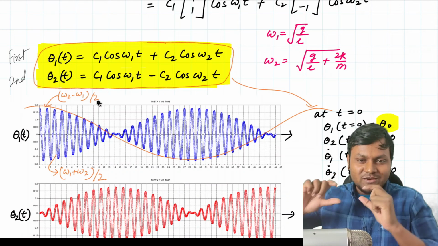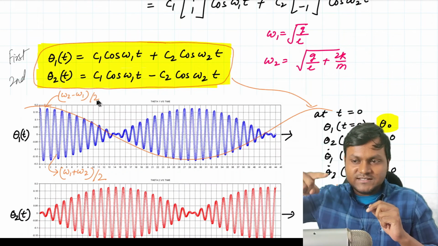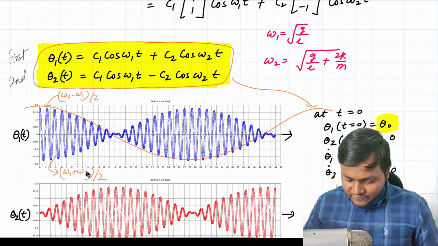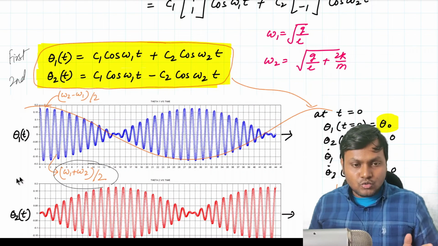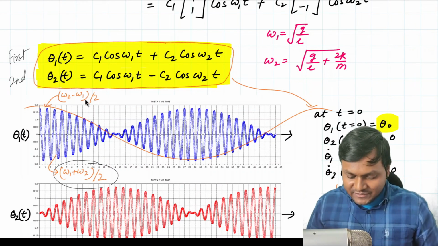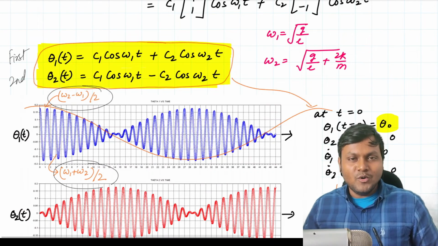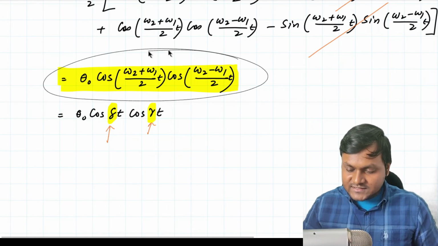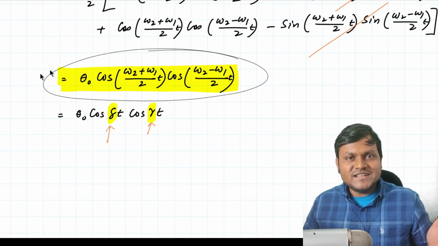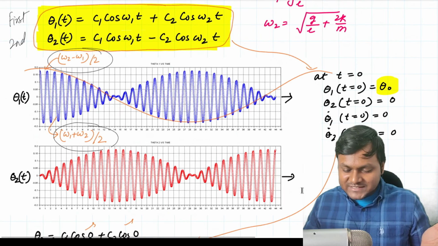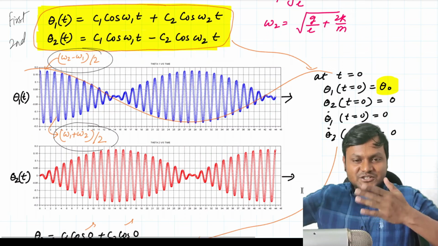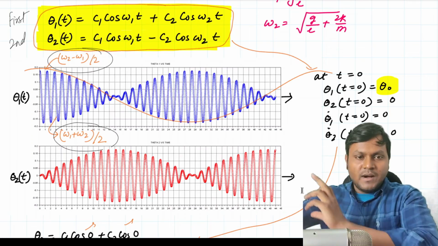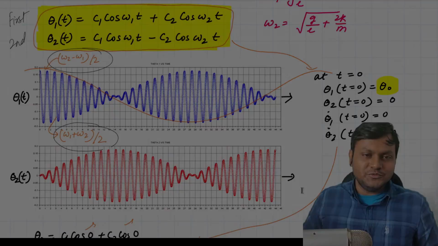So this is a kind of a modulated wave where you have these oscillations, but these amplitudes are modulated by a further oscillation. And the oscillations are happening at a frequency of omega 1 plus omega 2 upon 2, and the modulation is happening at a frequency of omega 2 minus omega 1 upon 2, because the general solution of the first theta 1 can be written in this manner. Isn't it interesting? Similarly, I can show the same thing for the second case. So you have these oscillations happening with a frequency of omega 1 plus omega 2 upon 2, and they are modulated by another frequency of omega 2 minus omega 1 upon 2.